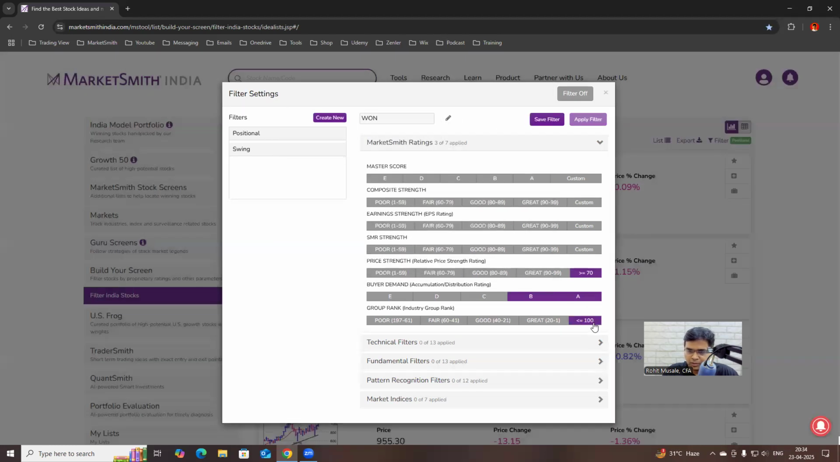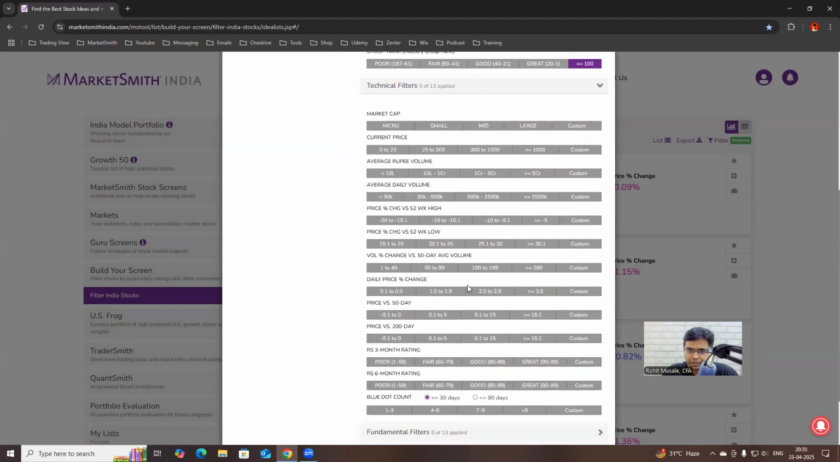Group rank less than or equal to 100, A and B buyer demand, price trend 70. He would look at these factors on each stock that he is buying, but I don't think he would put these as filters. Okay. Next, technical.